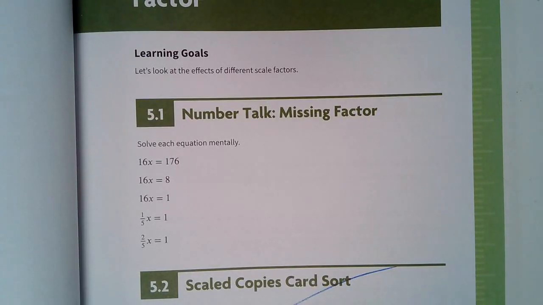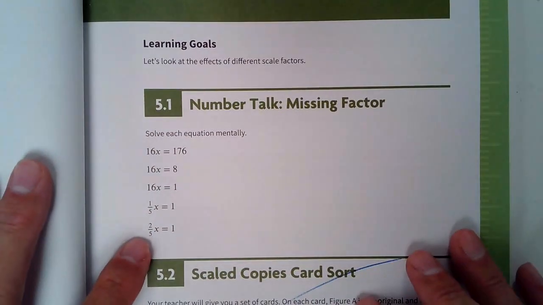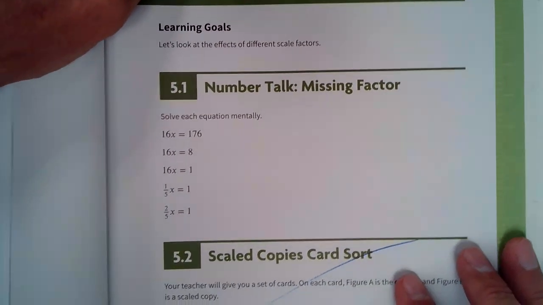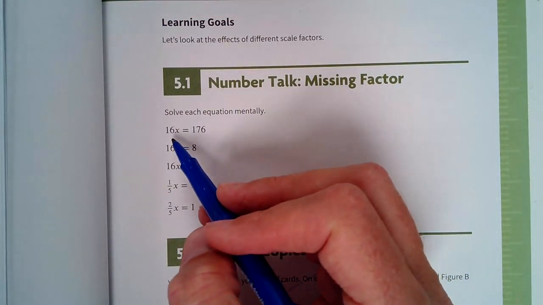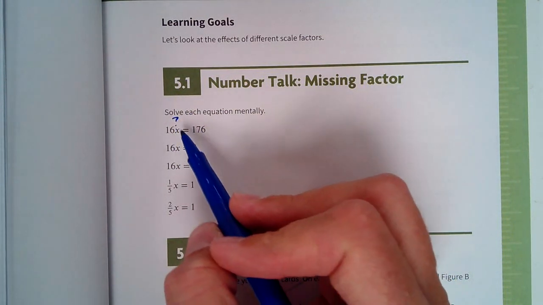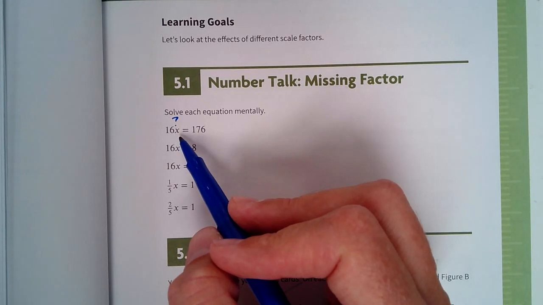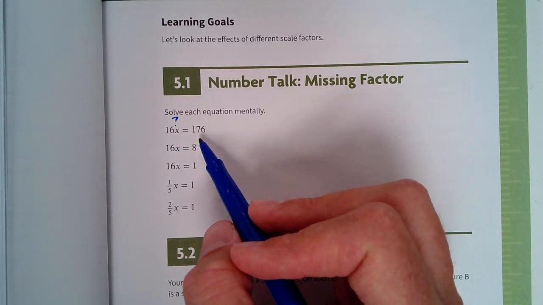All right, so this is a number talk, missing factor. It says solve each equation mentally. So I'm just going to do a couple of these with you guys. And here's what I'm going to look at. X is something. I don't know what X is. And whatever X is times 16, it's going to be 176.